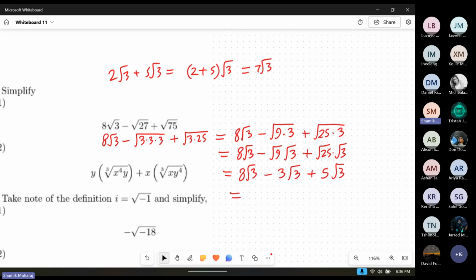Now we can factor the root 3 out very nicely and write this as 8 minus 3 plus 5, all factored out with a root 3. And anytime you get something like this, even though it's not difficult to do, 11, 10, right? Always use a calculator. Just always be safe with these things. Okay, so that's what we wanted.